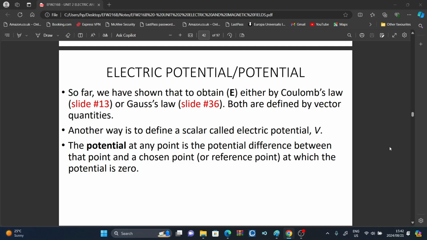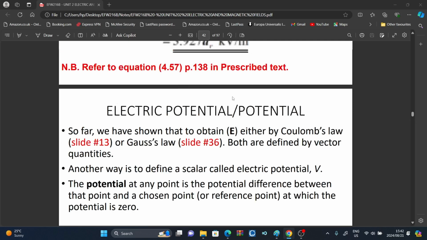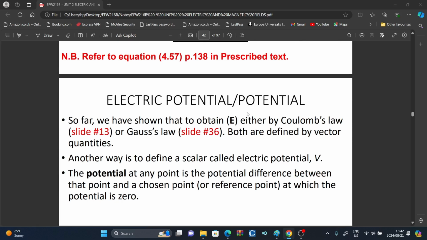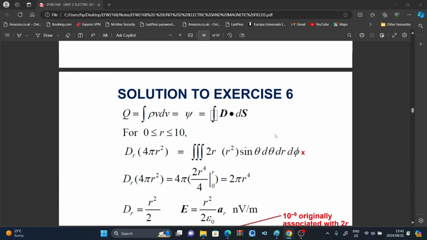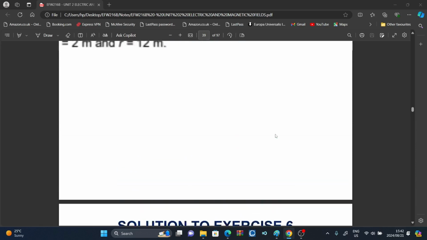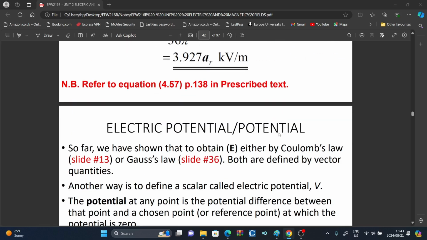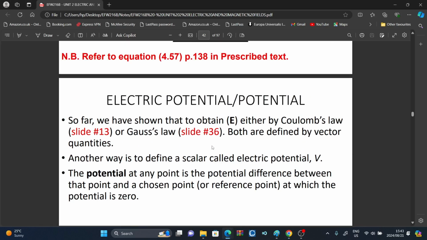So yeah, hello guys, and for this video, we will continue from electrical potential energy. Because I think in the last class we already did exercise 6 and the solution for that. So now we'll continue with electrical potential energy, and let's start now.